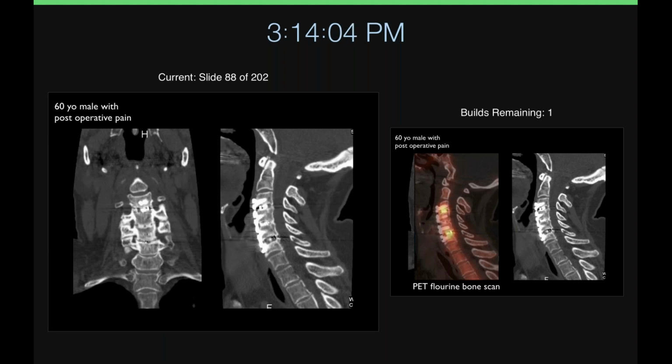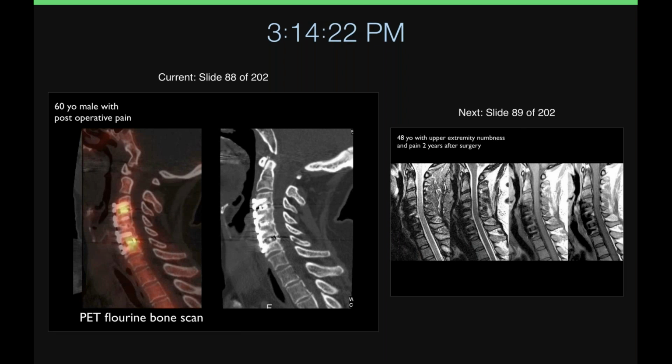16-year-old postoperative. It's not an anterior fusion hardware. Alignment looks okay. Okay, so everything looks pretty well. So it's hard to figure out what the symptoms were due to. So they decided to do a fluorine bone scan.